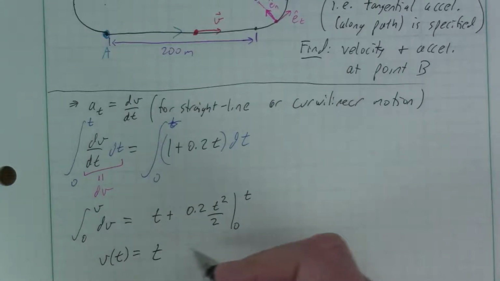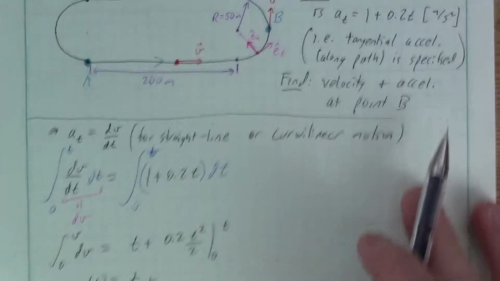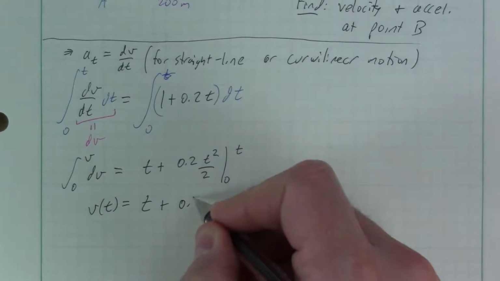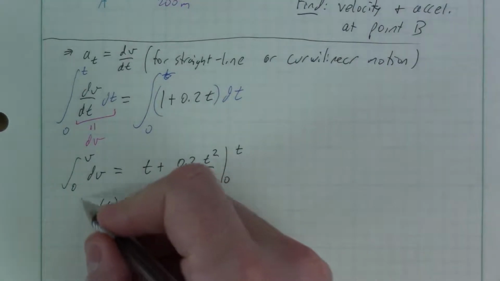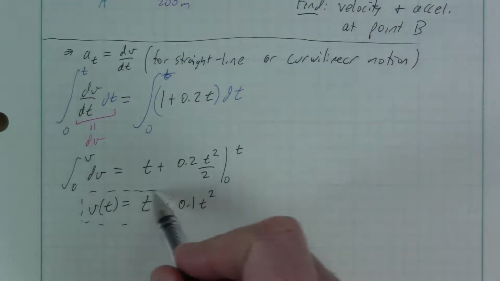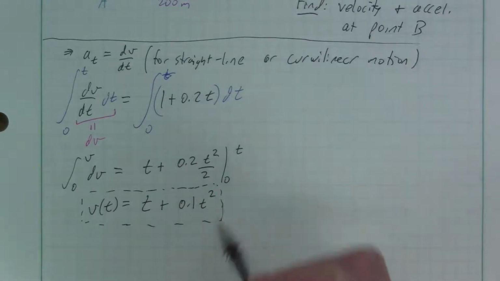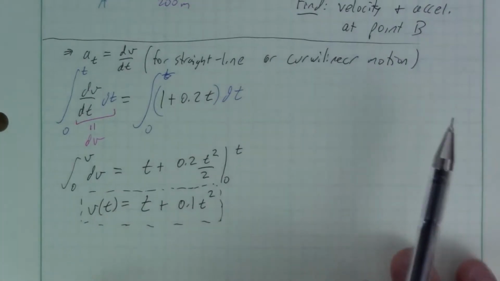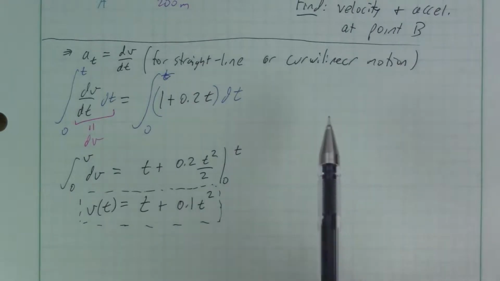This is our velocity. This is now the velocity in this straight portion, right? Velocity of t is going to be t plus 0.1 t squared. Okay, good step, not what we need, but it's going to get us in the right direction. By the way, this is our speed, I should say. It's not actually the velocity. This is the speed, and speed always, this is true for both the straight line and the curvilinear portion.